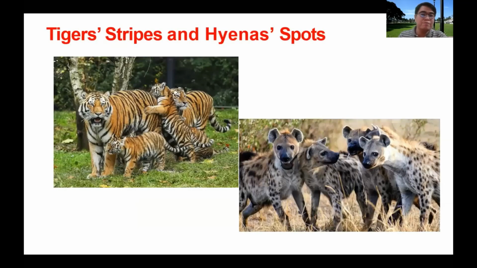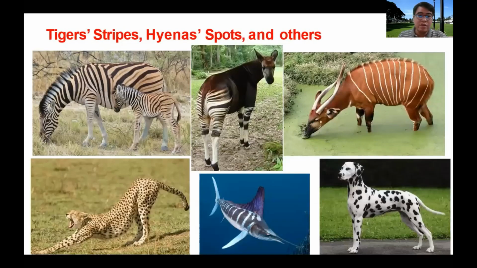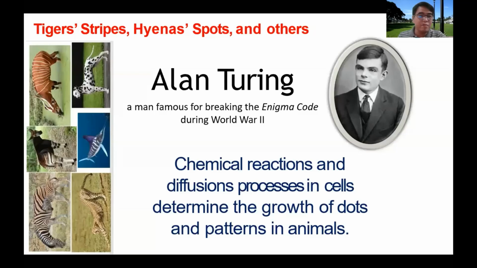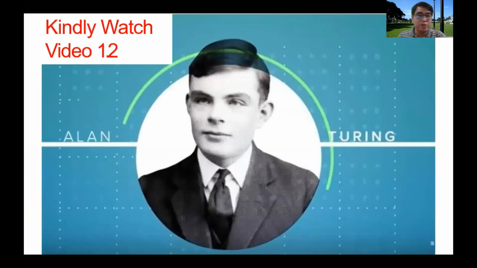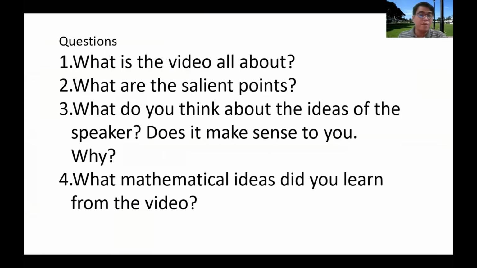Another example of patterns found in nature are tiger stripes and hyena spots, also from zebras and Dalmatians and cheetahs and other animals. These are patterns that are found in nature. And Alan Turing discovered that chemical reactions and diffusion processes in cells determine the growth of dots and patterns in animals. I would like to encourage you to watch video 1.2 and answer the following questions for activity 1.2.